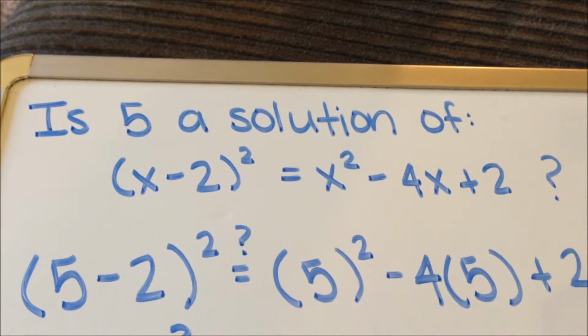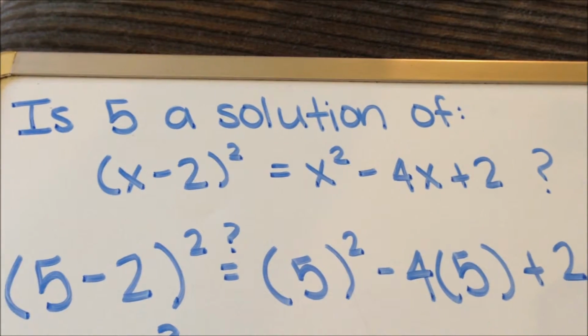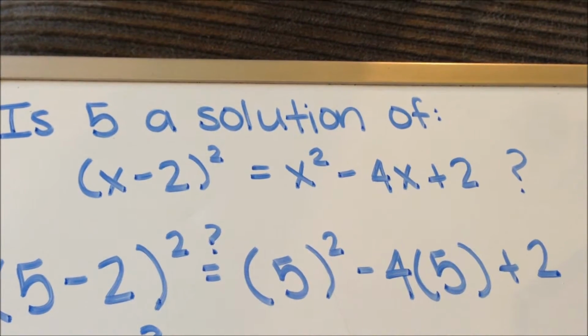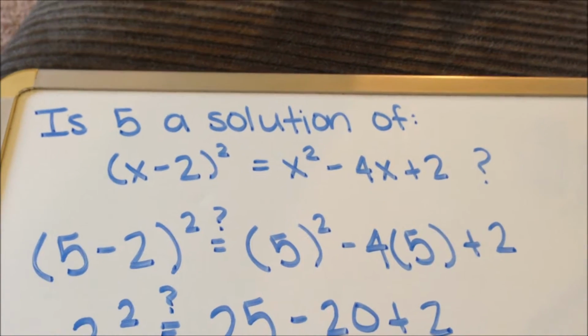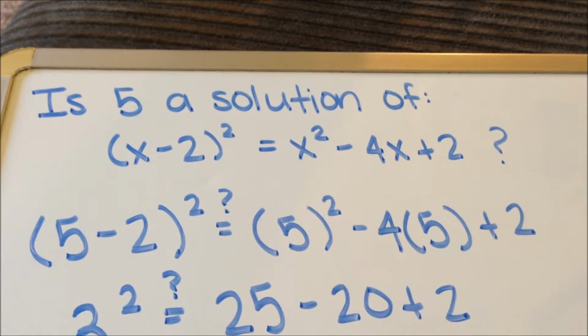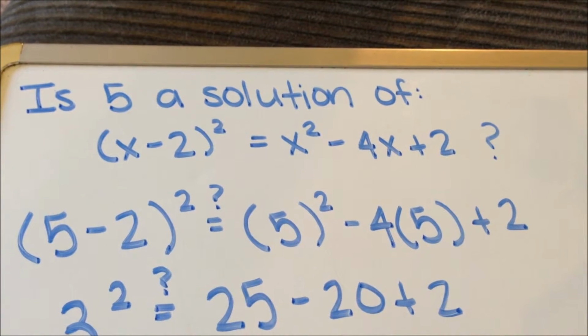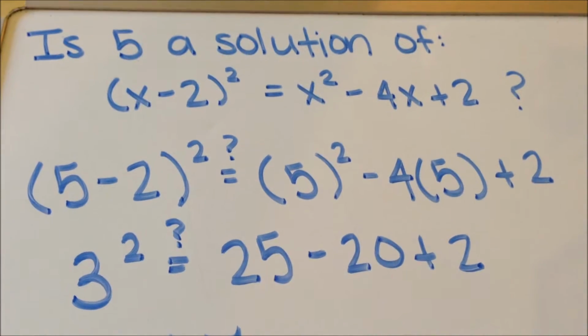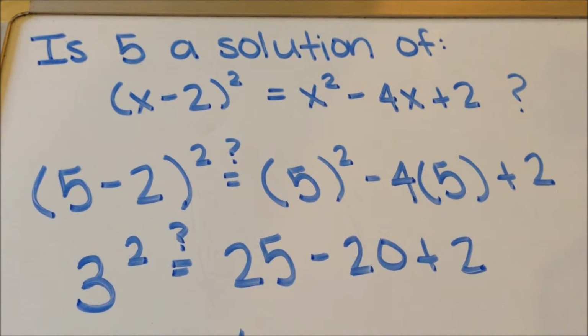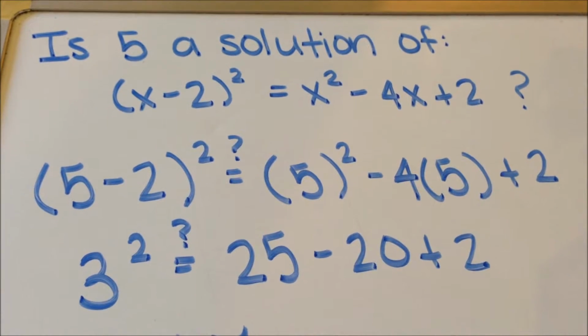Is 5 a solution of the equation x minus 2 quantity squared equals x squared minus 4x plus 2? Start by plugging in 5 anywhere you see x. So we have 5 minus 2 quantity squared equals 5 squared minus 4 times 5 plus 2. On the left-hand side, using the order of operations, we would first simplify the parentheses, 5 minus 2. So we'd have 3 squared.